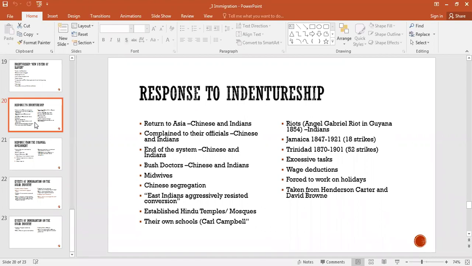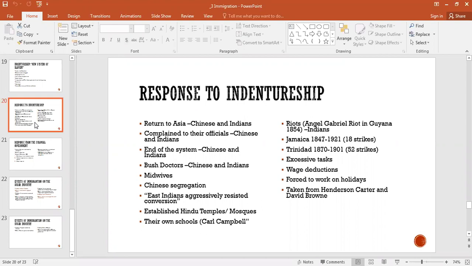The Chinese are also going to use a lot of bush doctors to cure their different diseases. The Chinese are also going to segregate themselves from the society. The East Indians are going to resist conversion, especially in Trinidad and British Guiana. So they're not going to convert to Christianity. They're going to resist it, sometimes violently. They are going to establish their own Hindu temples and their mosques, and they're going to establish their own schools.